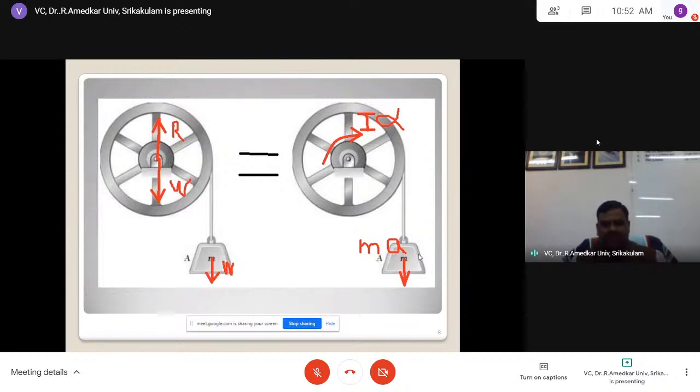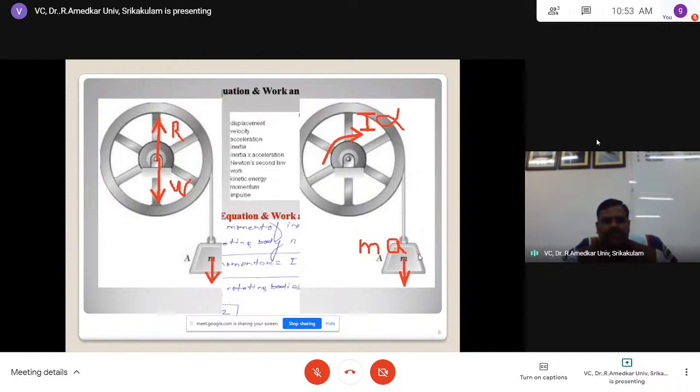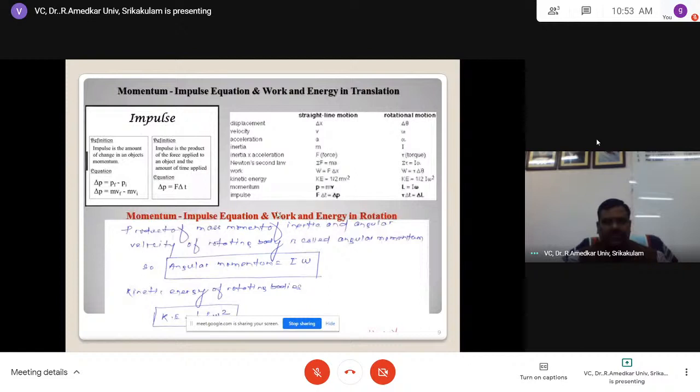Now if we consider such a system, with I alpha, m a, upward reaction, downward reactions, then see how the system can be represented. The definition: impulse is the amount of change in the object's momentum. Just now I gave a flywheel example. When the weight is falling, there is a momentum change in the other body. Mathematically, impulse is the product of F into delta t.